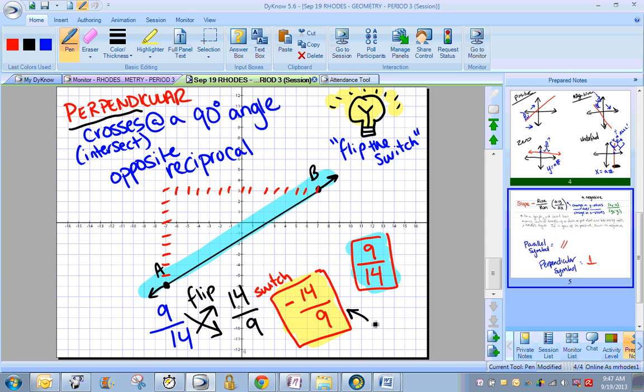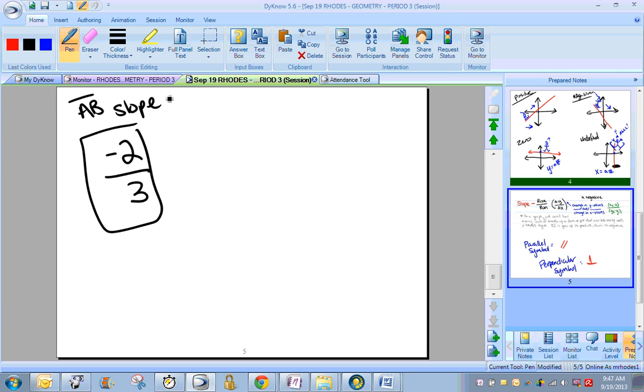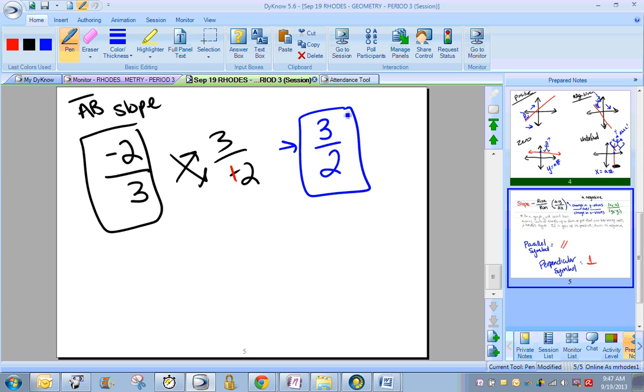So let's take this one for instance. Okay? Here's an example. All right? If I gave you this slope, negative 2 over 3, and let's say this is line AB. Okay? It's its slope. What is the slope of a perpendicular line to AB? Flip it, becomes 3 over negative 2, and then switch the signs. So a negative number becomes a positive, so it becomes 3 over 2. Okay? Do you see how we do that? All right, very good. So that's perpendicular.